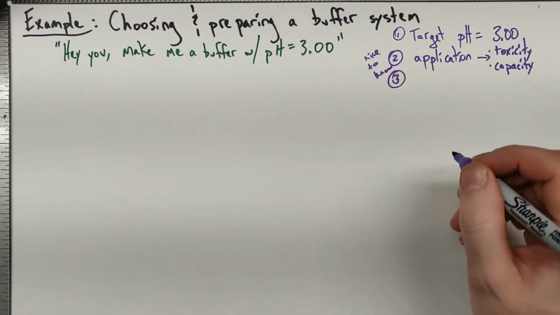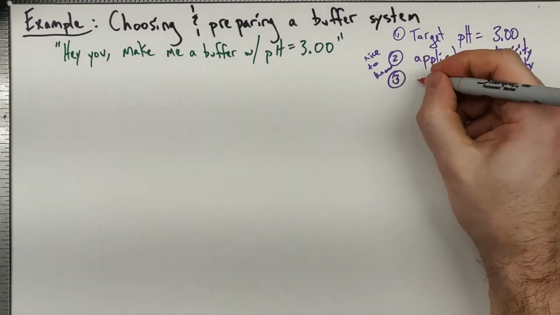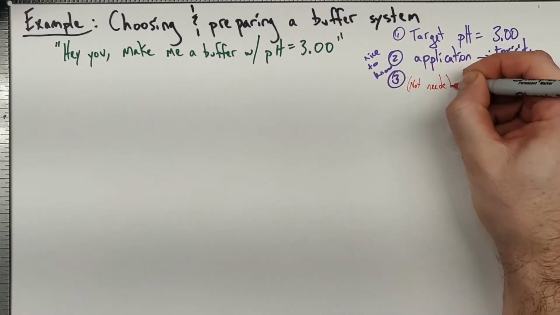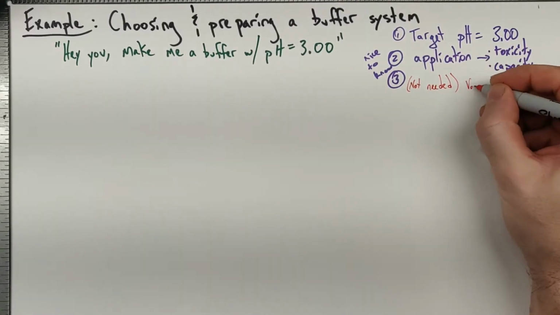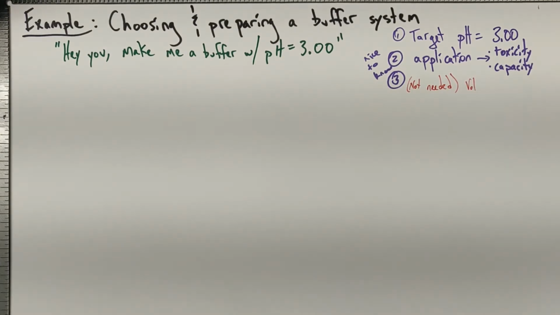And then the third thing that you don't actually need, in fact, I'll put this in red or something, you don't actually need the volume. All right? For a buffer system, volume doesn't matter. All that matters is the ratio of the weak acid or base and its conjugate. And then as you dilute it, the pH won't change. It's kind of slick, and we'll look at how that works.